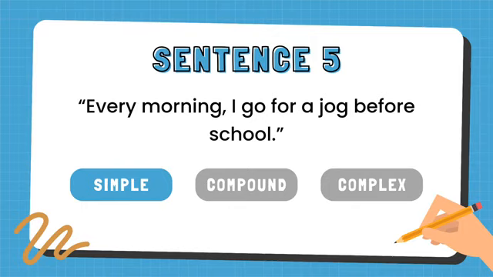Every morning I go for a jog before school. Is it a simple sentence or a compound sentence? Every morning I go for a jog before school is a simple sentence because it contains only one thought. It contains a single independent clause. So every morning I go for a jog before school is a simple sentence.